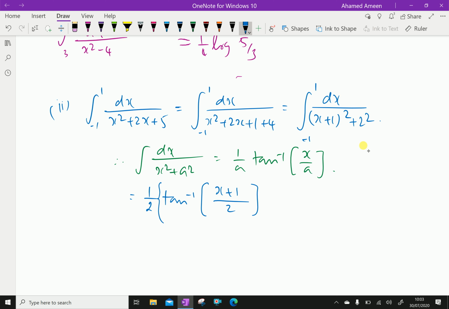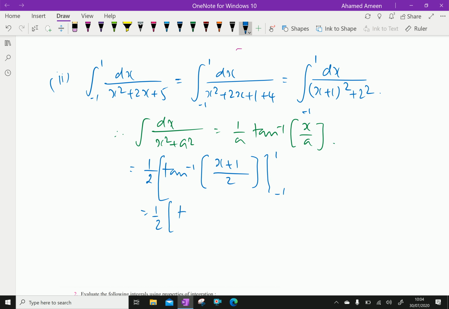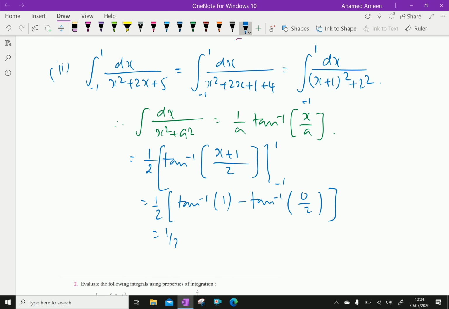Then with the limits of minus 1 to 1, we have half tan inverse of, x is positive 1, so 1 plus 1 is 2, 2 by 2 is 1, minus tan inverse of, x is negative 1, so 0 by 2. So we have half tan inverse 1 minus tan inverse 0. Tan inverse 0 is 0. Tan inverse 1 is pi by 4, but with the half out, that is pi by 8.